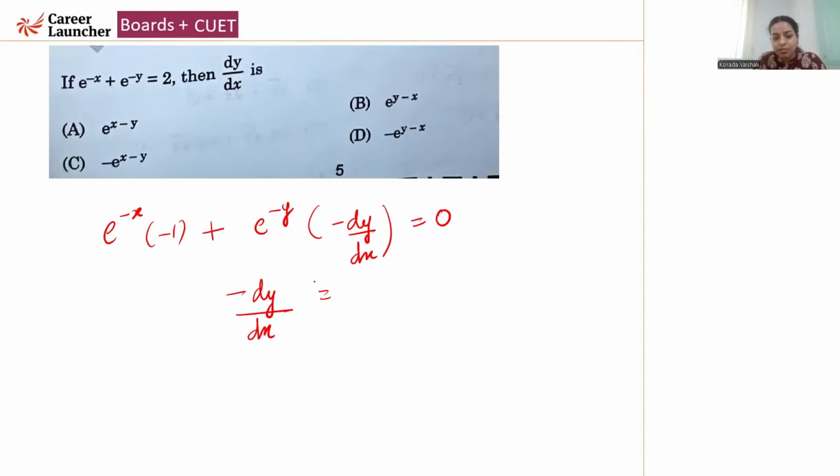So we will have positive of e to the power minus x, and we are going to multiply e to the power positive of y. So this will give us this. Now taking this negative sign over to the other side, you will see option D is correct for this one. So option D is right.